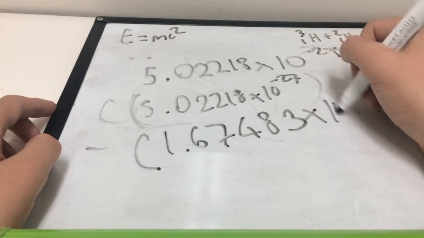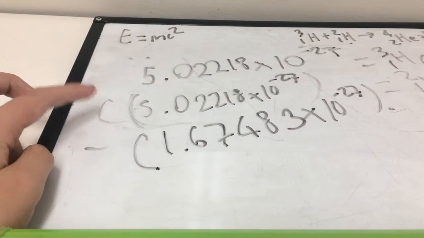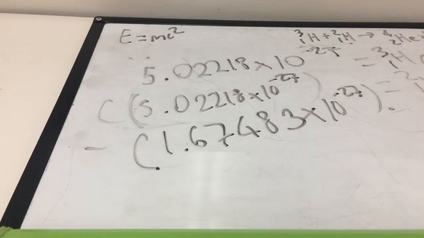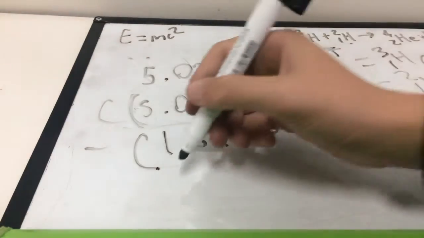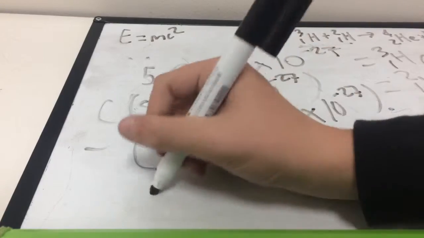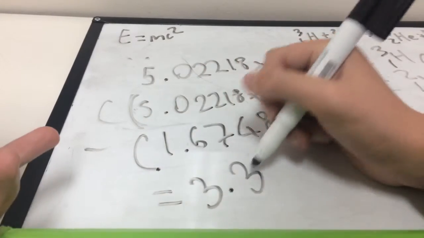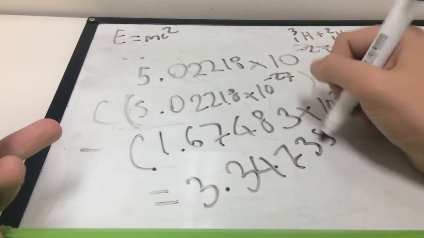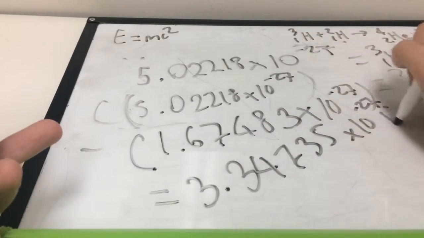You can also do the protons and neutrons over again, but this is a much quicker way of doing it. And I'm going to prove to you now that it'll give you the same answer. So then we minus 1.6748 times 10 to the negative 27. Here's my calculator. We've got numbers in there, and we got not much of a difference, just this number: 3.34735 times 10 to the negative 27 kilograms.